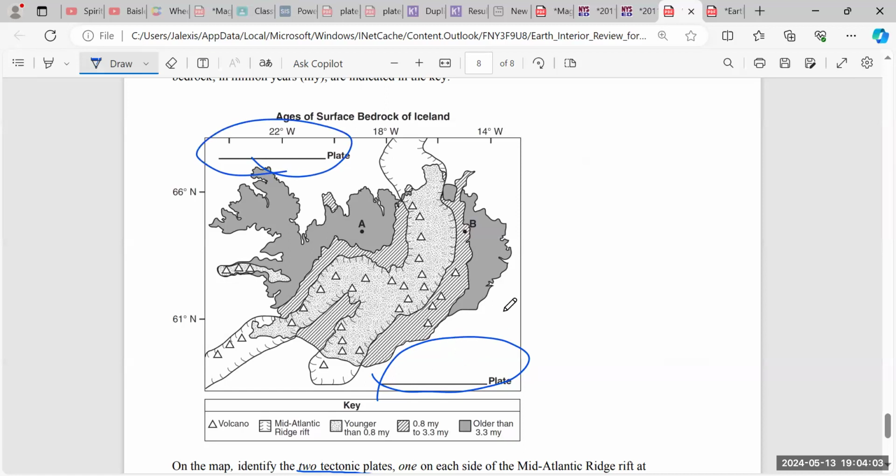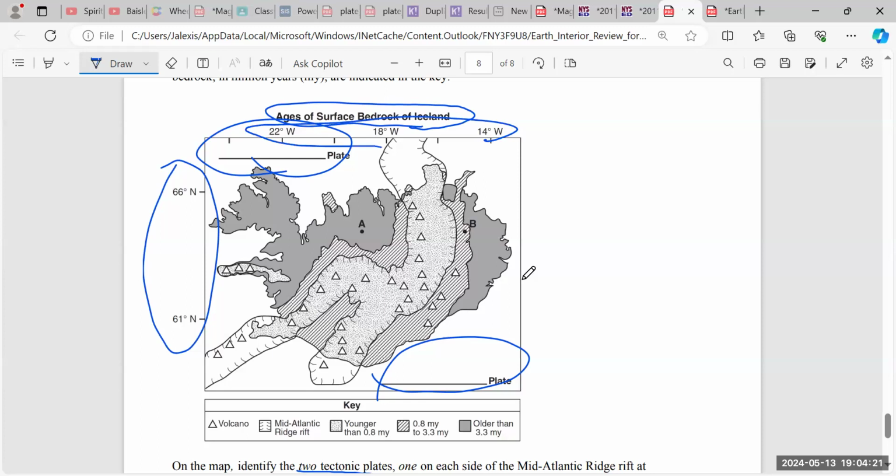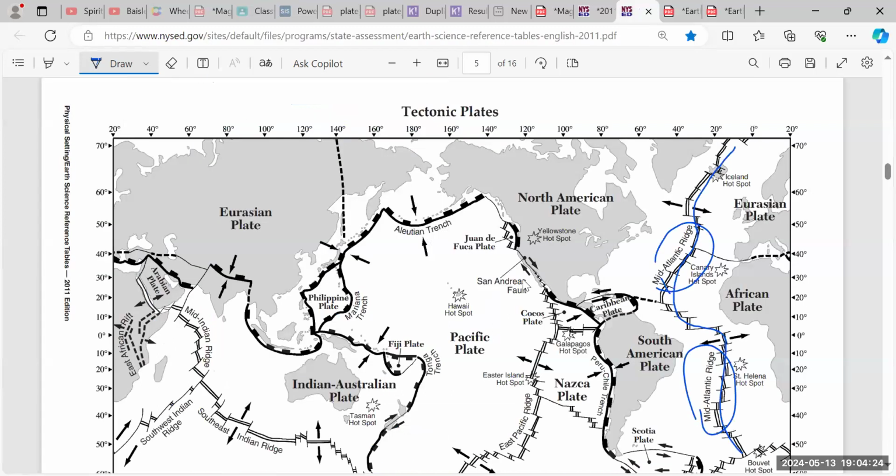Now they give us a location. Not only do they tell us it's in Iceland, but they also give us some latitude and longitude coordinates. It's definitely in the 60s degrees north, and this area is somewhere between 14 to 22 degrees west. So when I go to page 5 of the reference tables, 60s degrees north looks like it'll be around here, and 14 to 20 degrees west looks like it'll be right around here. So this area is possibly going to be around this region.